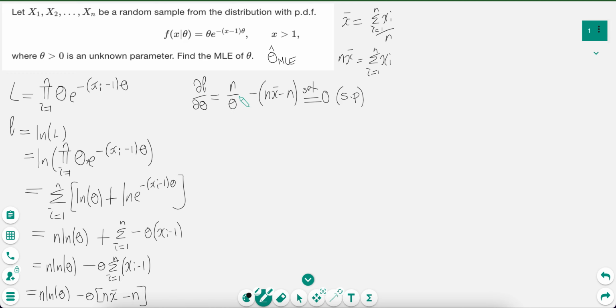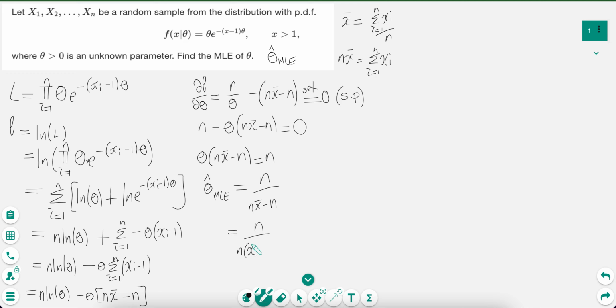So solving for theta, we can times everything by theta. So n minus theta times (n x bar minus n) is equal to 0. We can take this entire term to the other side, and so that becomes theta times (n x bar minus n) is equal to n. Dividing by everything that's not theta, we get theta hat, according to maximum likelihood estimation, is just n over (n x bar minus n). We can factorize an n out, in which the n's cancel, and you're left with 1 over (x bar minus 1).